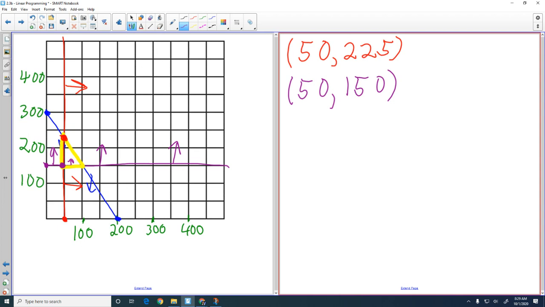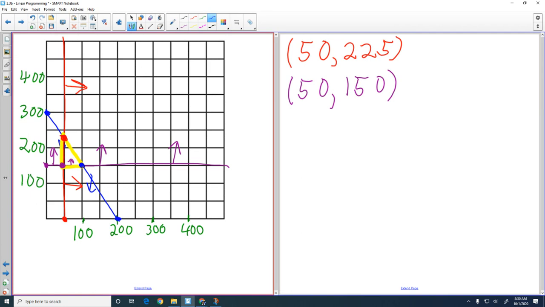Oh, like the order that I write them in? Nope, not at all. Because Carson, we're going to be just plugging each one of these into that z function, and then we just pick like the biggest number or the smallest number. So it doesn't matter like which way I go around my feasible region. Good question. But yeah, you can find them in any order.